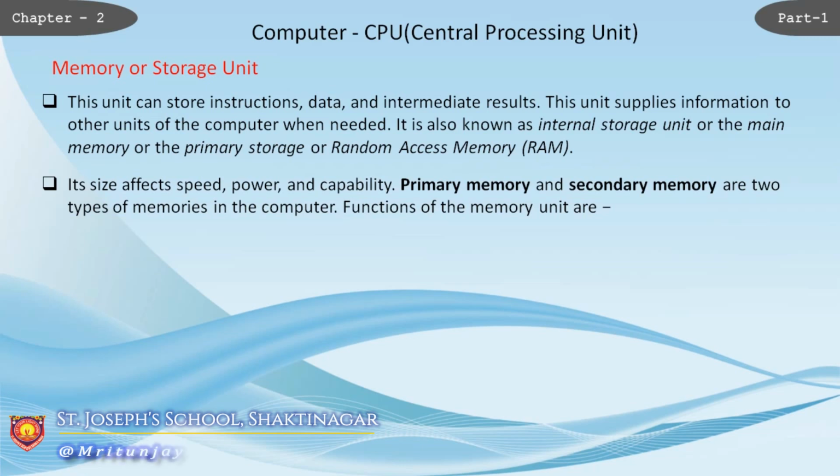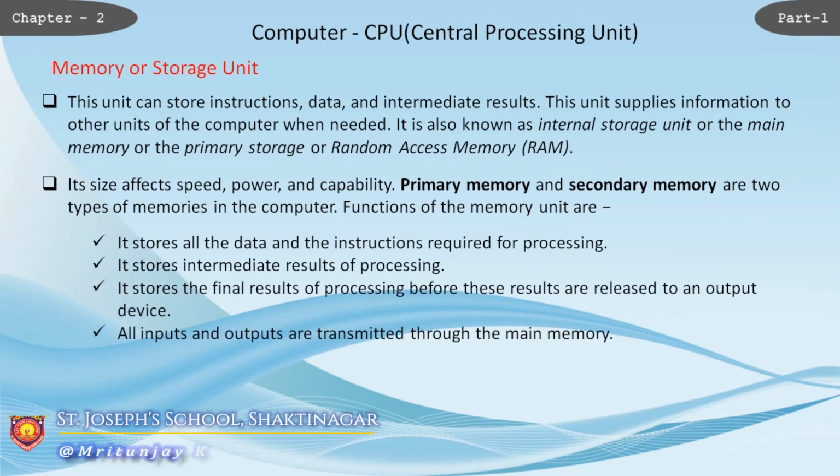The functions of the memory unit are: number 1, it stores all the data and instructions required for the processing. It stores the intermediate result for processing. It stores the final result of the processing before these results are released to an output device. All input and output are transmitted through the main memory. So these are the certain functions that a memory unit performs.